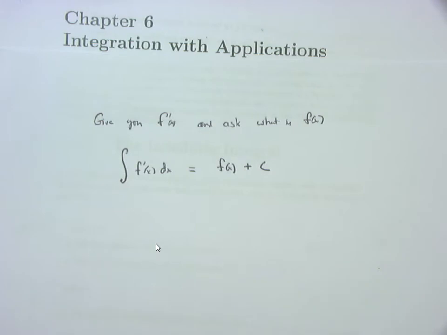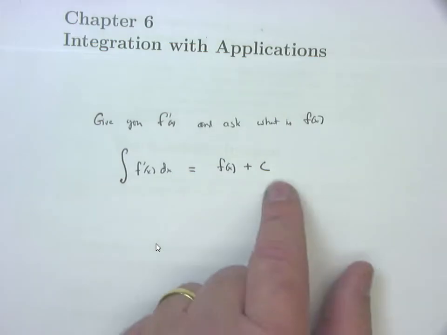The derivative of 5 is 0. The derivative of 17 is 0. The derivative of -2 is 0. But now we're going in reverse. So what is the antiderivative of 0? Is it -2? Is it 17? Honestly, it could be any arbitrary constant. That's why we always put this plus c.